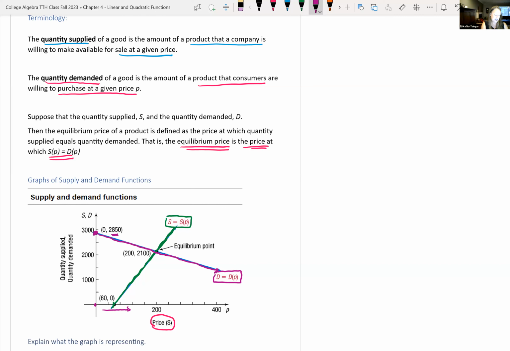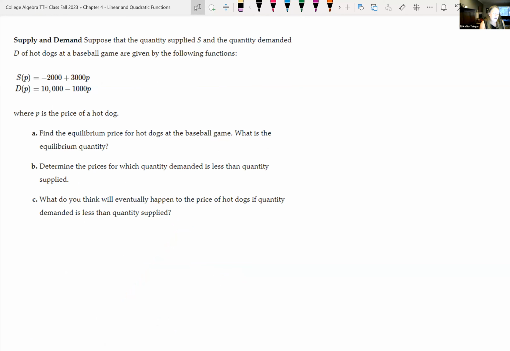Now let's look at a word problem dealing with supply and demand. The example says, suppose that the quantity supplied S and the quantity demanded D of hot dogs at a baseball game are given by the following functions. The supply is S of P equals negative 2,000 plus 3,000 P. And the demand is D of P equals 10,000 minus 1,000 P, where P is the price of hot dogs. Find the equilibrium price for the hot dogs at the baseball game. What is the equilibrium quantity?